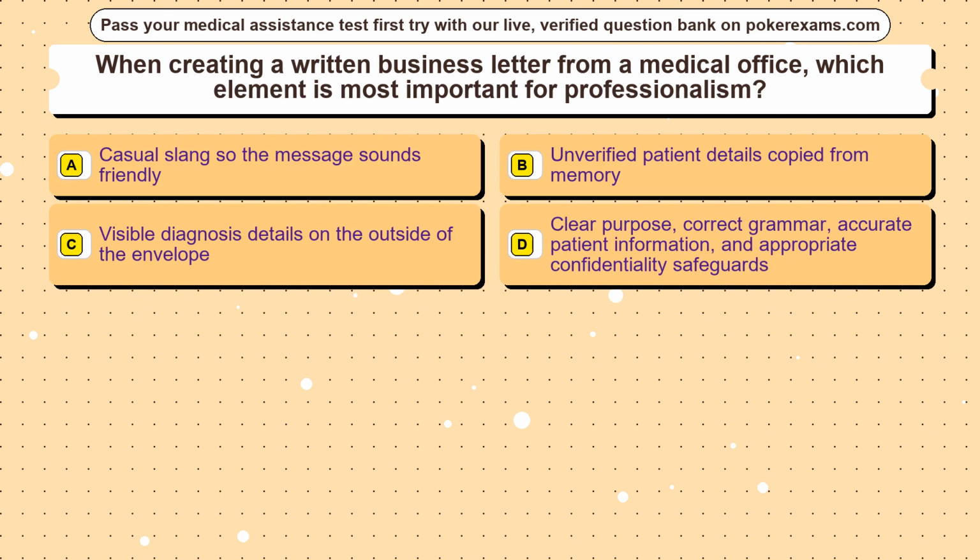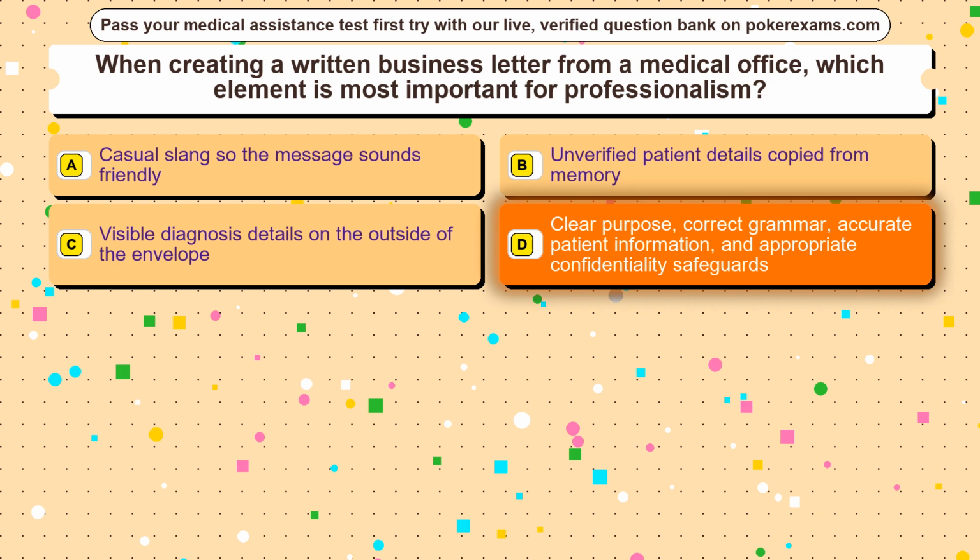Question 50. When creating a written business letter from a medical office, which element is most important for professionalism? Option A. Casual slang so the message sounds friendly. Option B. Unverified patient details copied from memory. Option C. Visible diagnosis details on the outside of the envelope. Option D. Clear purpose, correct grammar, accurate patient information, and appropriate confidentiality safeguards.